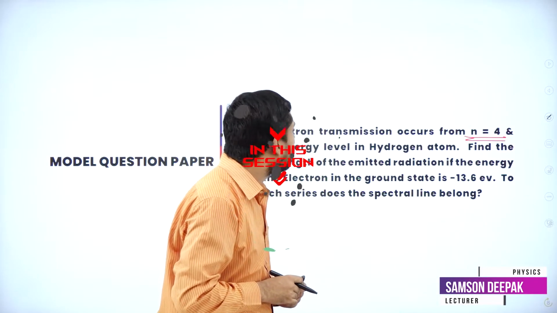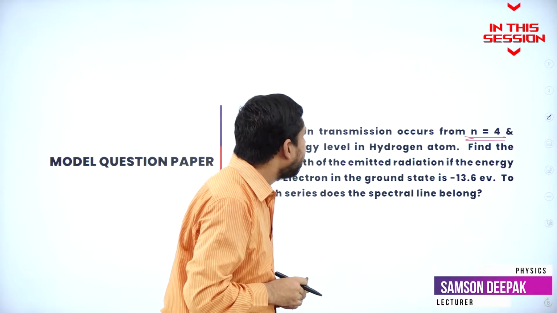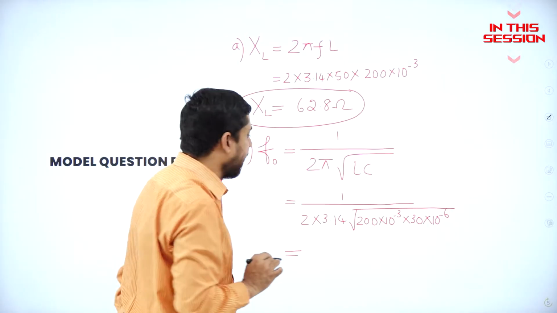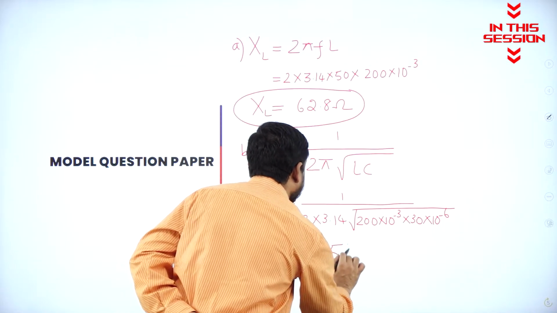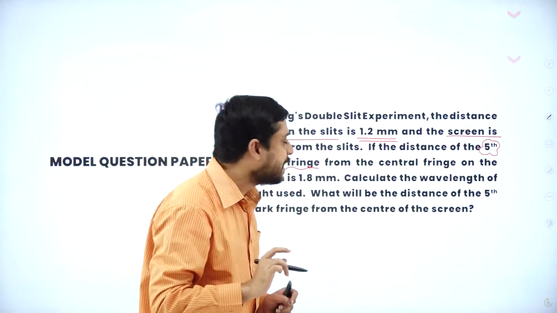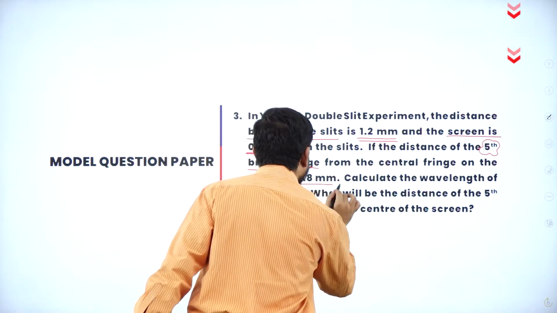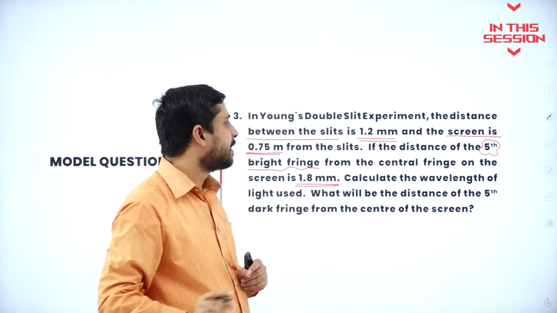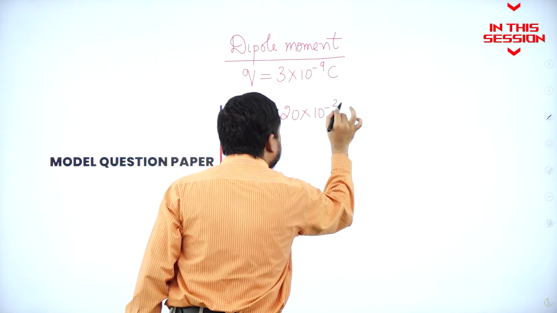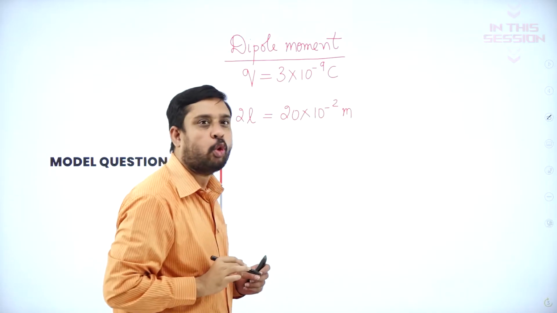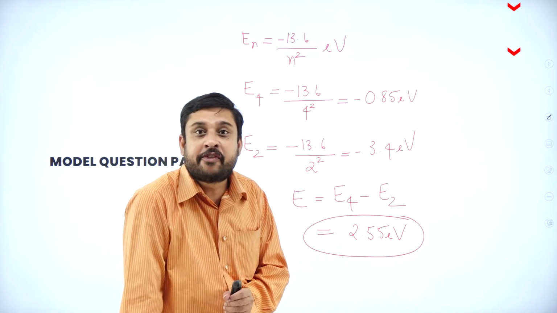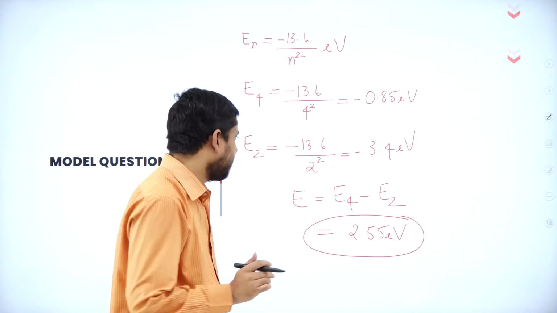Find the wavelength of the emitted radiation, and on calculation this is 65 Hertz. So resonant frequency from the central fringe is 1.8 millimeter, 20 centimeter, which is 20 into 2. With this calculation of energy, how will I find out the wavelength? Very simple.